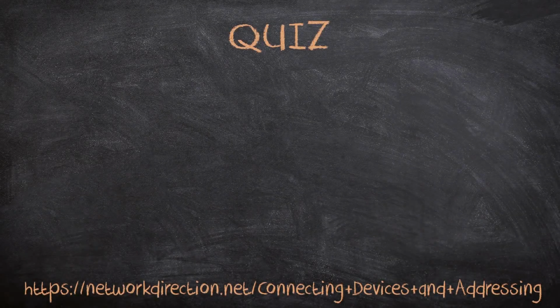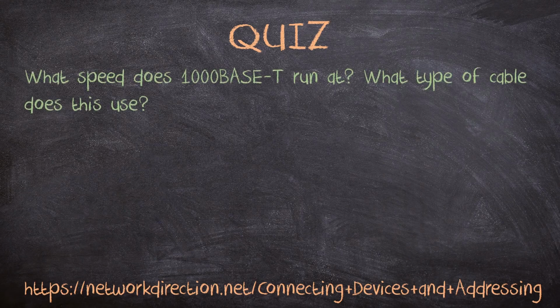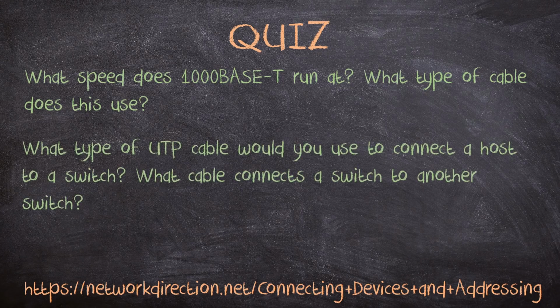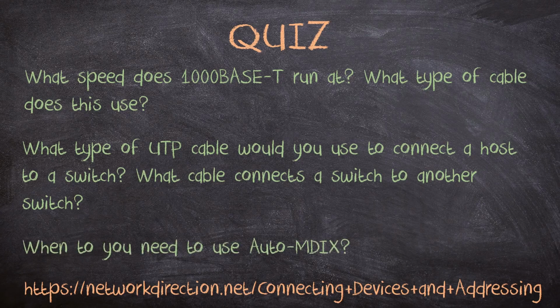It's that time again. Don't skip this, it's good to test yourself. Think about the 1000 base T standard. What speed does this run at? Also, what type of cable does this use? What type of UTP cable would you use to connect a host to a switch? What about connecting a switch to another switch? When do you need to use Auto MDIX?